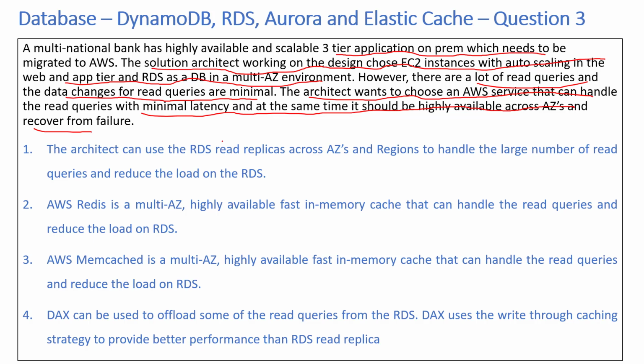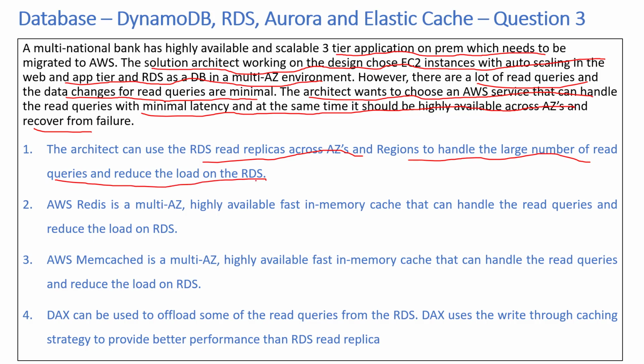Okay, so the key requirements are that it's a 3-tier application, highly available, with EC2 instance auto scaling on the web and app tier, and there are a lot of read queries. There is not a lot of change to those read queries, and it also needs the read queries with minimum latency, and at the same time it should be highly available across AZs and recover from failure, whichever service you use for read queries. Okay, now let's look at the options. The architect can use RDS read replica across AZs and the region to handle a large number of read queries and reduce the load on RDS.